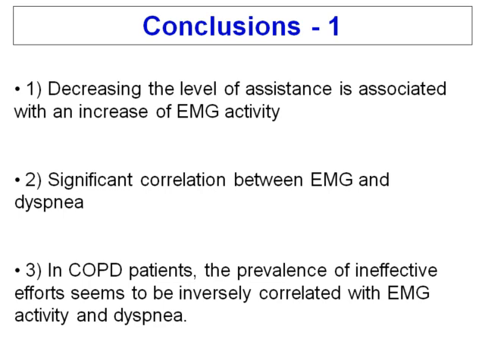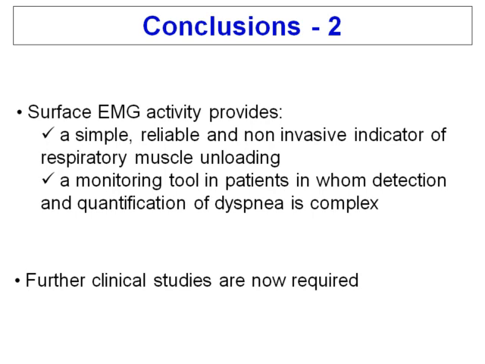So to conclude, we can say that decreasing the level of assistance is associated with an increase of EMG activity. We found a significant correlation between EMG of these muscles and dyspnea. And in the 5 COPD patients, we found that the prevalence of ineffective effort seems to be inversely correlated with EMG activity and dyspnea. So, surface EMG activity provides a simple, reliable, and non-invasive indicator of respiratory muscle unloading. It could be a monitoring tool in patients in whom detection and quantification of dyspnea is complex. Of course, we need further clinical studies to validate this, maybe, new tool.